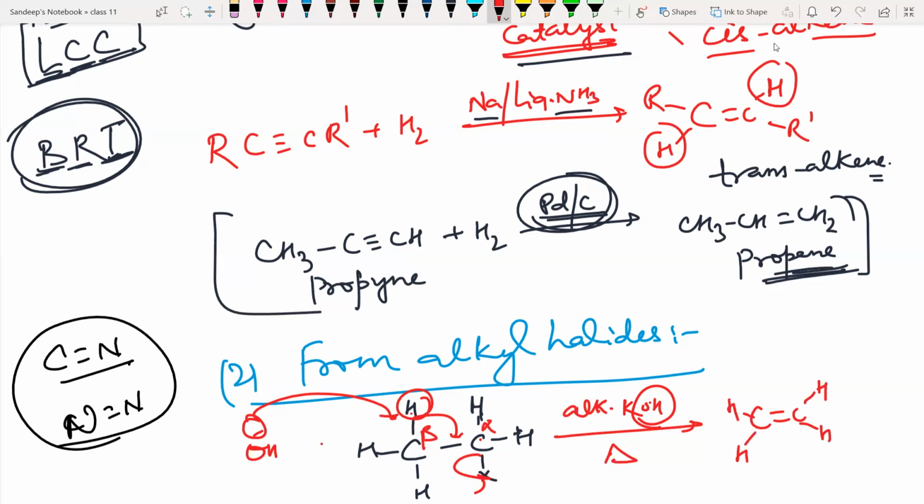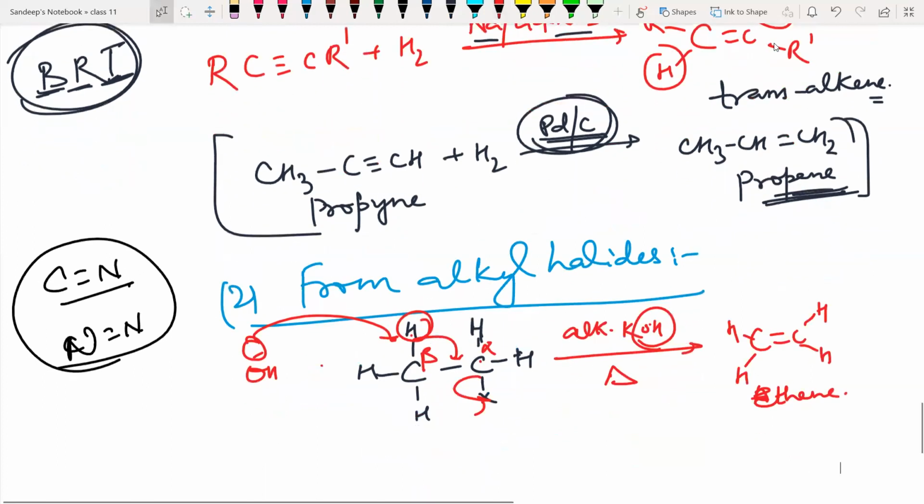So from alkyl halide it becomes alkene. So it will form ethene. So it is one haloethane; it can be one chloroethane, one bromoethane. It will be converted to ethene. I hope you understood.